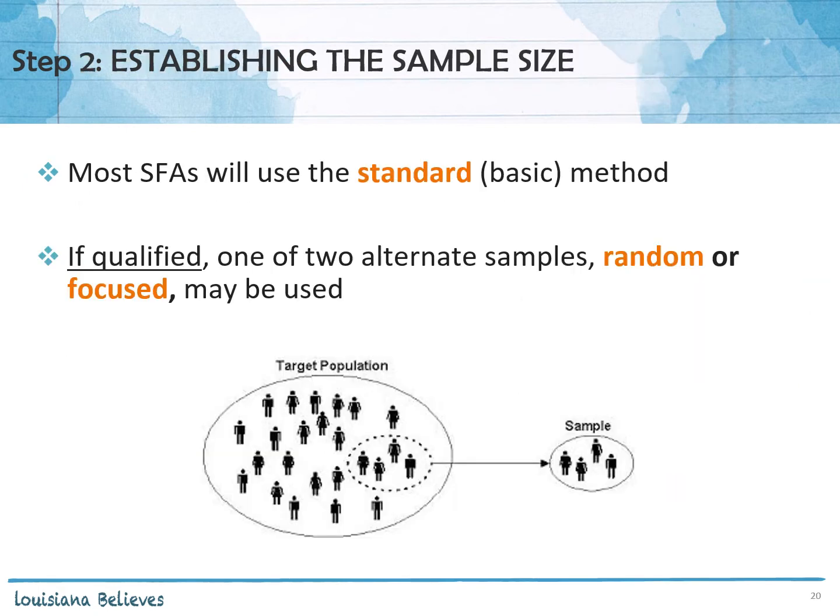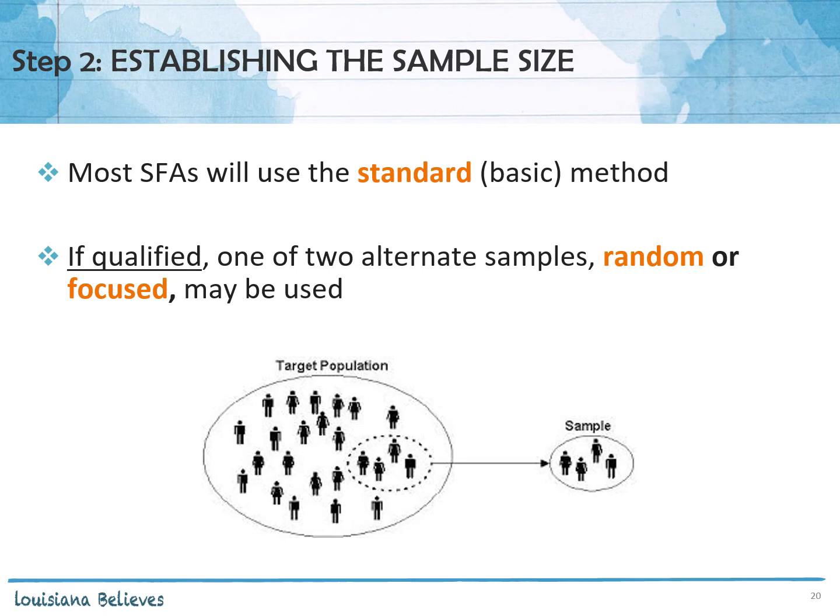Step number 2 is establishing the sample size. Once the sample pool is determined, the local educational agency, or LEA, calculates the sample size, or the number of applications that must be verified. When calculating the sample size, all fractions of decimals are rounded upward to the nearest whole number. At least one application must always be verified.